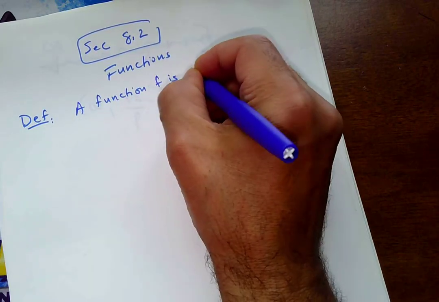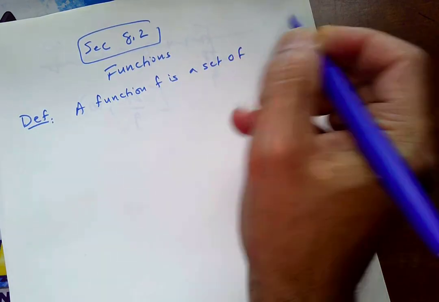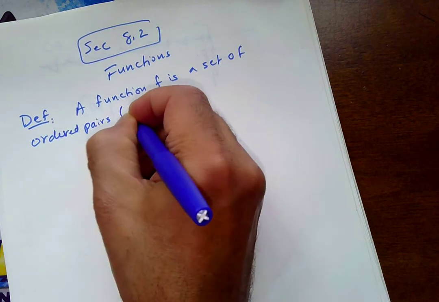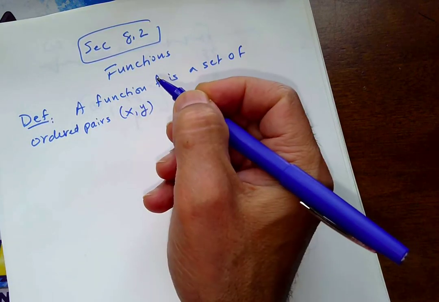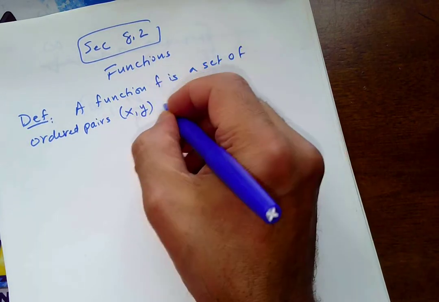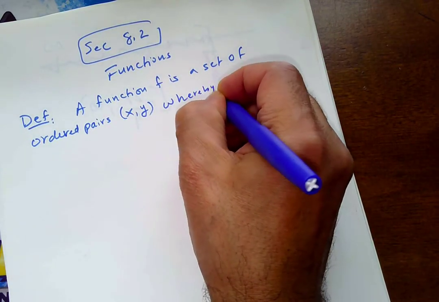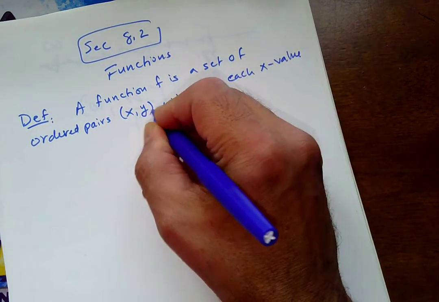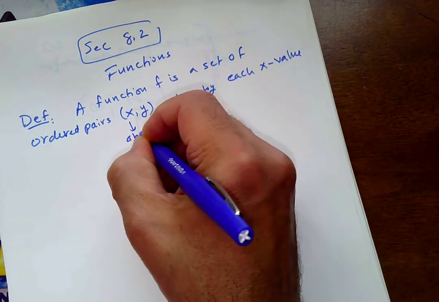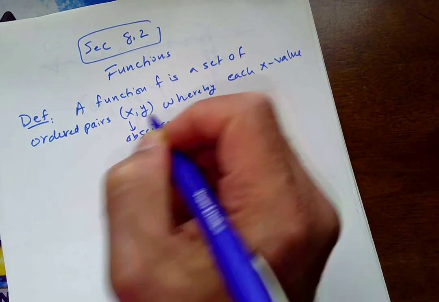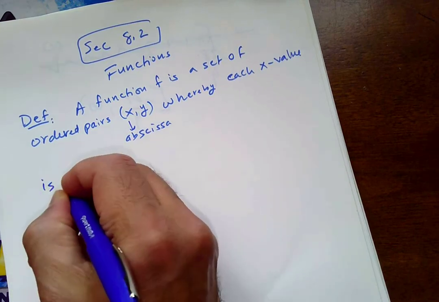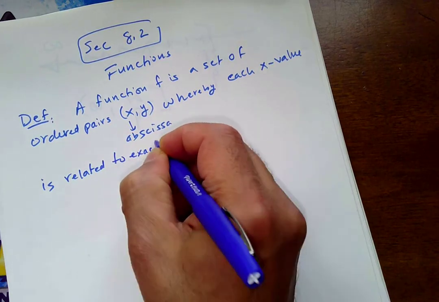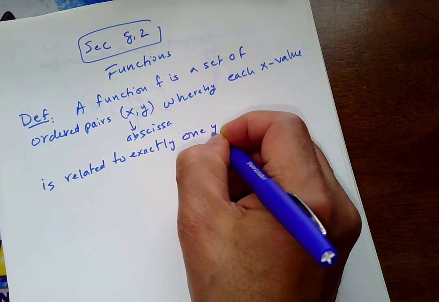is a set of ordered pairs. When we say ordered pairs, we mean two values, the x and the y value. So a point is an ordered pair in the plane, whereby each x value, the x value is called the abscissa. It's also the first value. Each x value is related to exactly one y value.